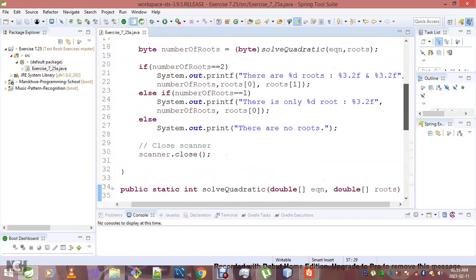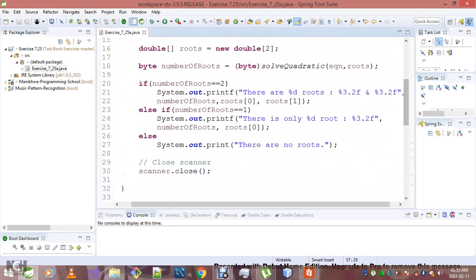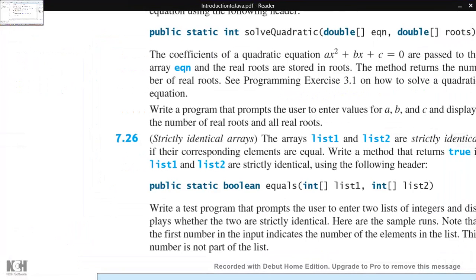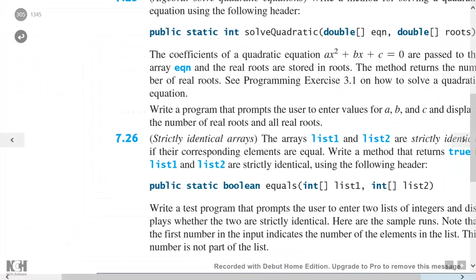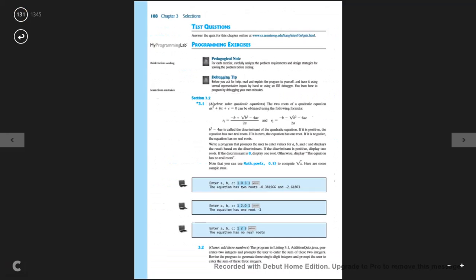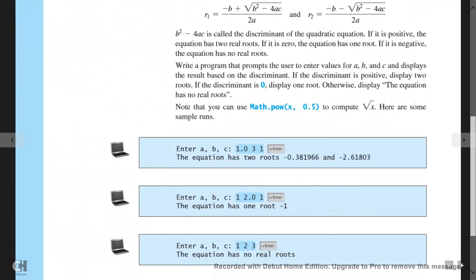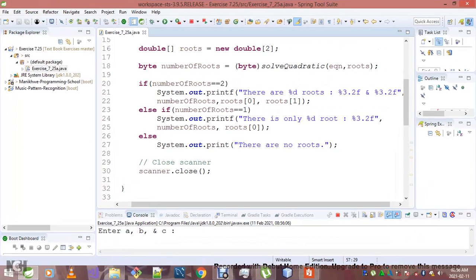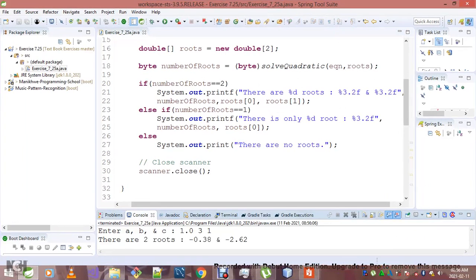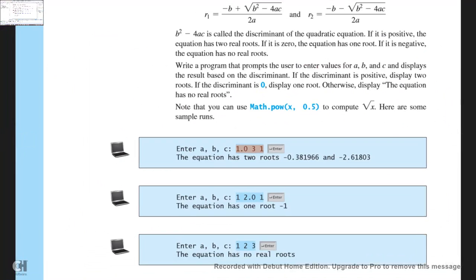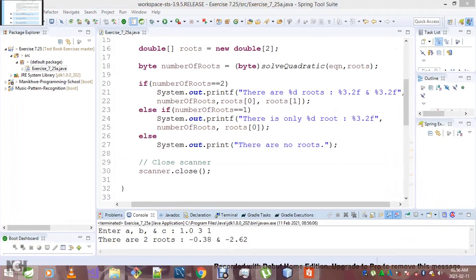That should be pretty much it, everyone. Let's see if we hit the run button, what we get. Let me try to use this sample run here. There are 2 roots, minus 0.381, okay, and minus 2.62, as you can see.